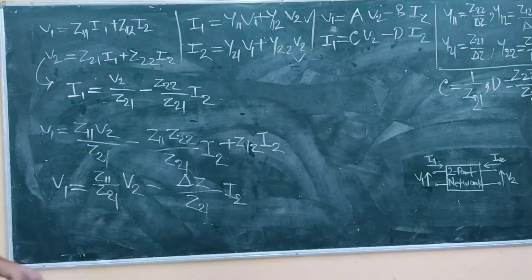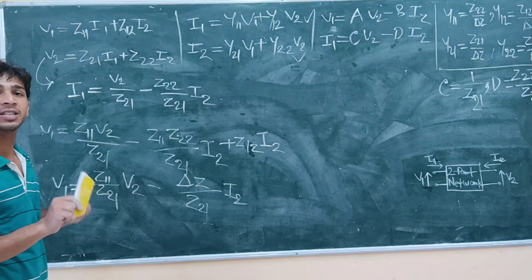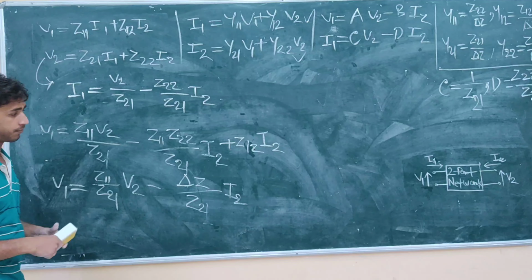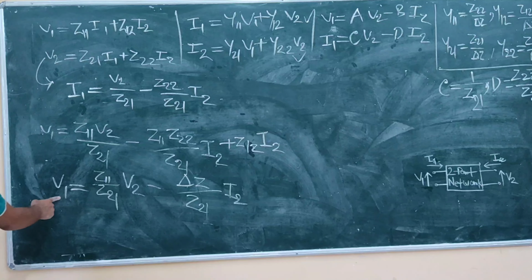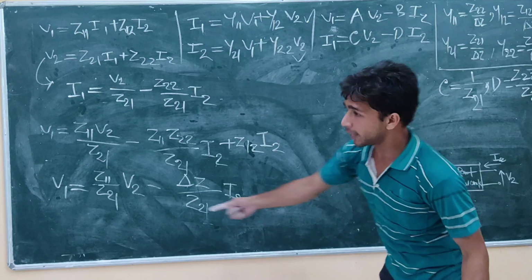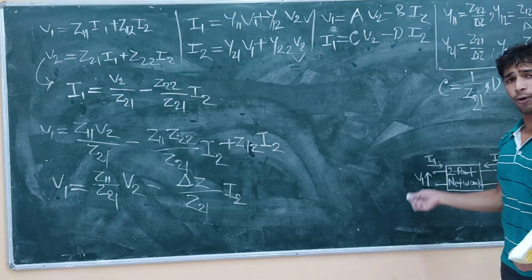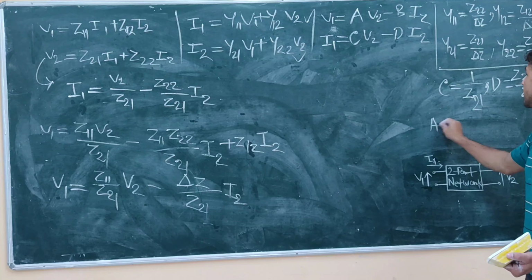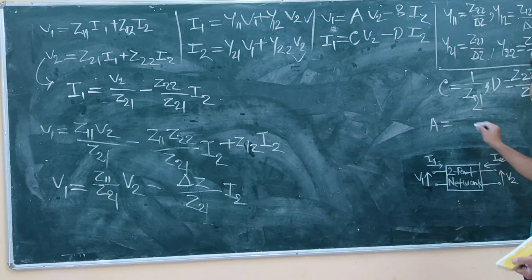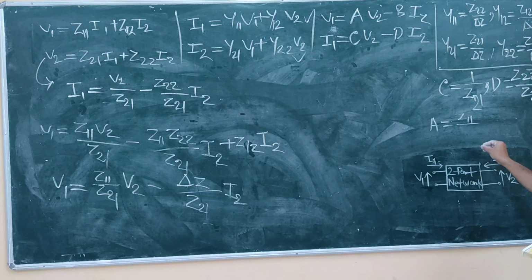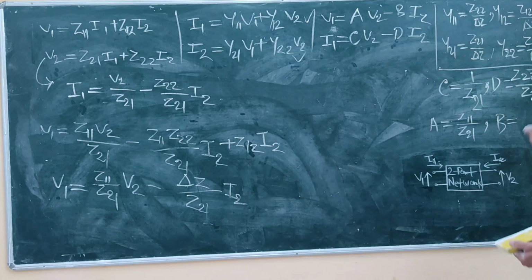And delta Z is nothing but Z22 Z11 minus Z21 Z12. Now compare this V1 with this V1. Here we have V2 minus I2, V2 minus I2. So we have created the relation, that is A equals Z11 divided by Z21, and B is nothing but delta Z divided by Z21.